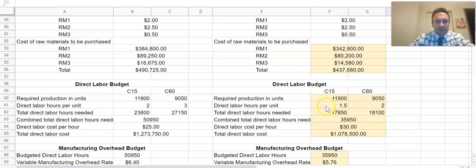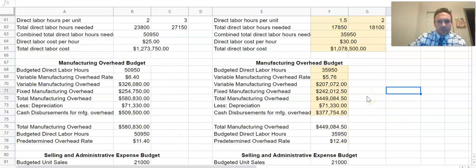Our direct labor budget is also going to be adjusted based on the new direct labor hours per unit that are needed. We adjust the total direct labor hours needed. And then we have a new direct labor cost per hour of $30, which was identified in problem number 3, for a total direct labor cost of $1,078,500, significantly different than our previous total direct labor cost.